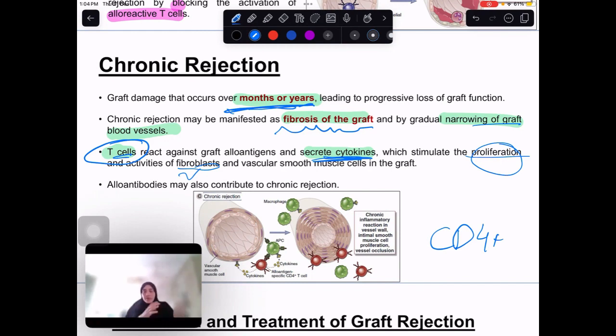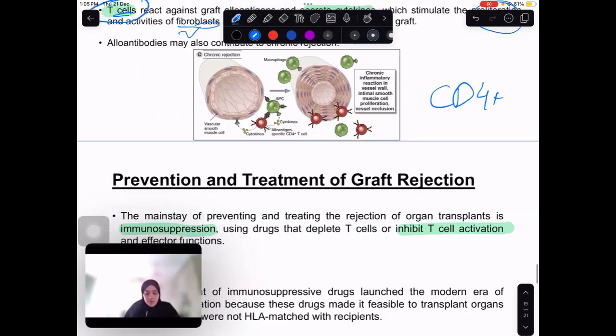And we mentioned what the T cells are going to be doing, the CD8 and the CD4, and then the antibodies, again, are going to be activated by the classical pathway and whatnot, doing the same thing. Chronic, no, it's going to be only the T cells, specifically the CD4, and they're going to be secreting cytokines, and it's over months or years because only the T cells are being used, no antibodies. And then we mentioned there's going to be fibrosis of the graft and narrowing of the blood vessels.